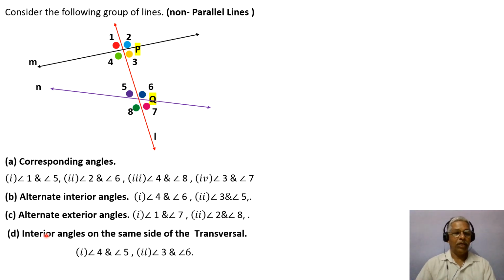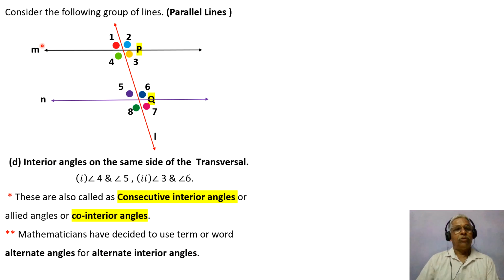Got it? And the interior angles on the same side of the transversal. See, interior angles and same side of the transversal. So it is very easy. 4 and 5 is one pair, and 3 and 6 is another pair. Remember this. Now we are extending this discussion for the parallel lines, and we will try to give some names to the pairs of these angles.